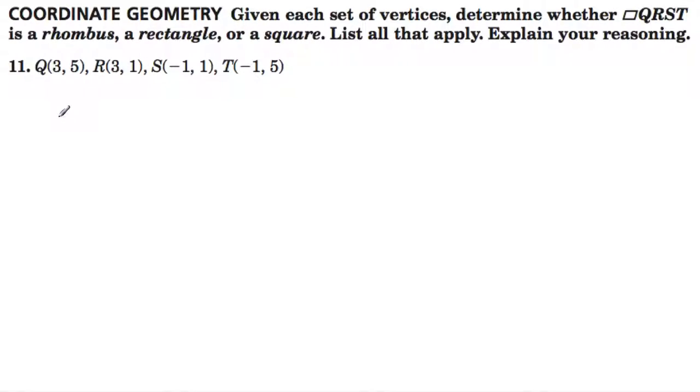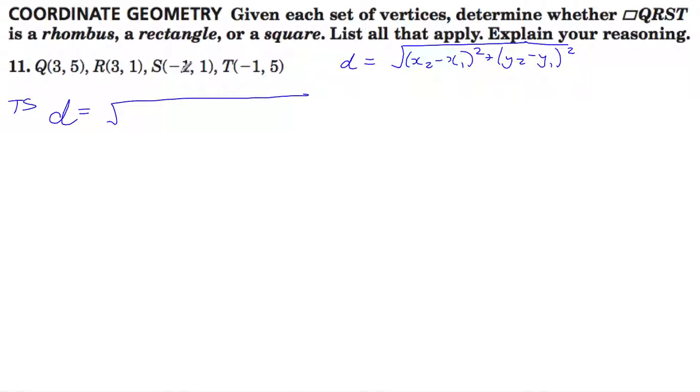So distance formula, don't forget that the distance formula in general is going to be the square root of x2 minus x1 squared plus y2 minus y1 squared. It doesn't matter which order you add these in or subtract these in. You're just finding a difference in the x values and a difference in the y values, squaring them and adding them.